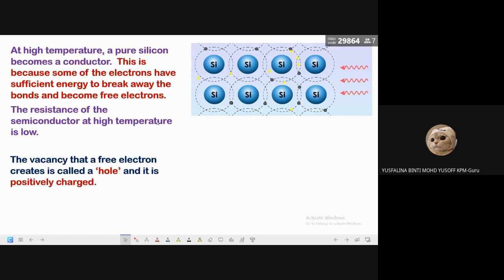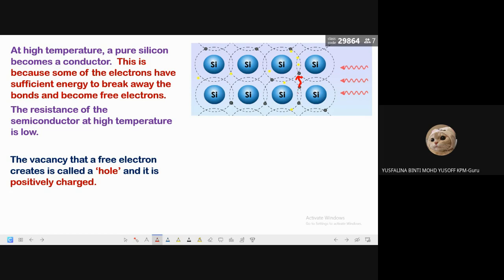And the vacancy that a free electron leaves is called a hole, and it is a positive charge. So let's say I have an electron here, right? Then the electron gets enough energy from the heat energy that you supply, so it can let go of itself. So here they become a hole, and this hole is a positive charge. We call it a hole and it's a positive charge.